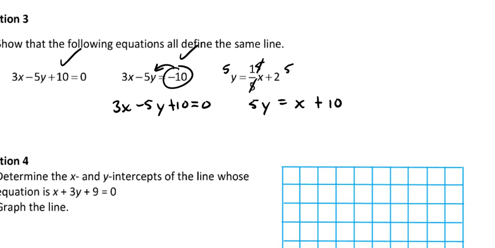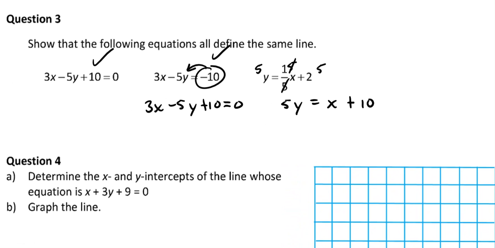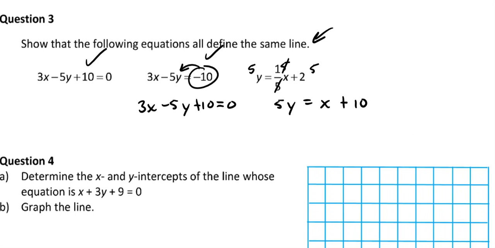Okay, and then, yeah, these don't look like they're the same line, do they? I probably should have had this worded differently. So in this case, we'll rearrange it again. We'll get x on its own. We'll bring these ones over there. So we get 0 is equal to x minus 5y plus 10. So these ones actually aren't the same line, right? Because there should be a 3 in front of the x like the other two.